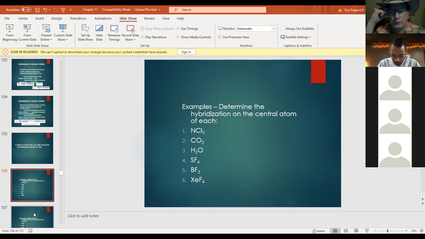I do. You have NCl3? NCl3, yep. How many things are around the nitrogen? There's going to be 4. So what's the hybridization? sp3. sp3. Dylan. SF4. sp3d. 5 things. There are 5 things around the center atom of sulfur. So sp3d.